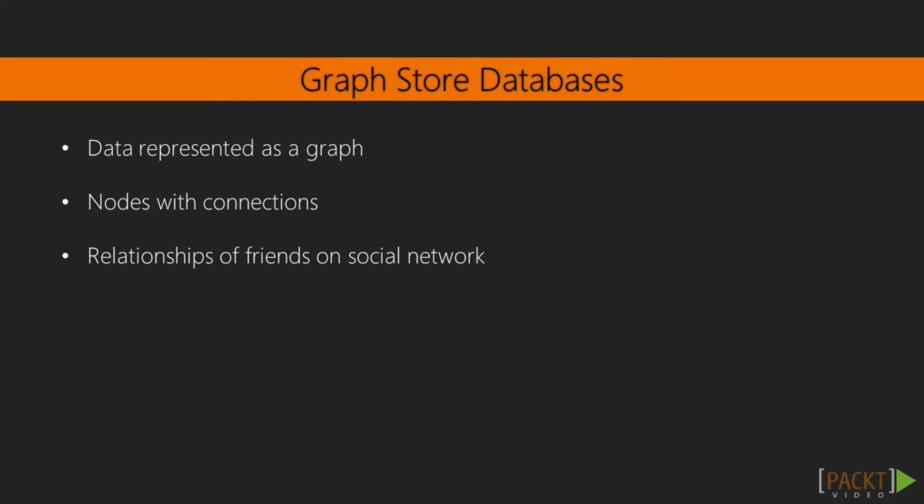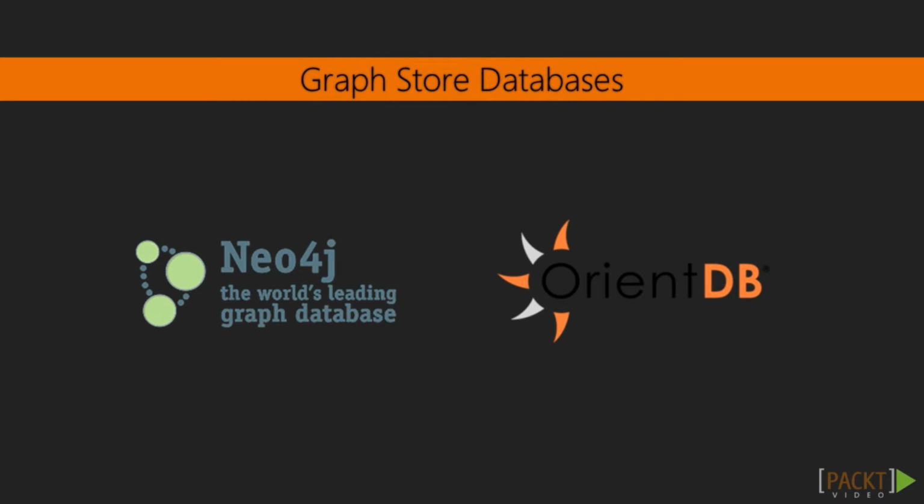Graph store databases work well for data which can be represented as a graph. Data is represented as nodes with connections to other nodes. This allows, for example, to easily represent relationships of your friends on a social network. Here are some of the graph store databases.